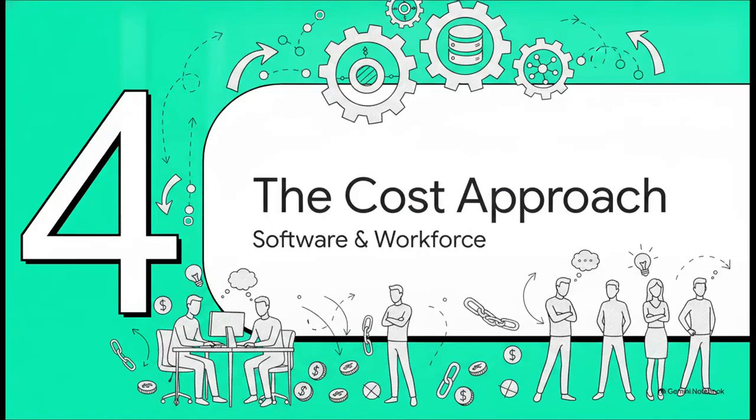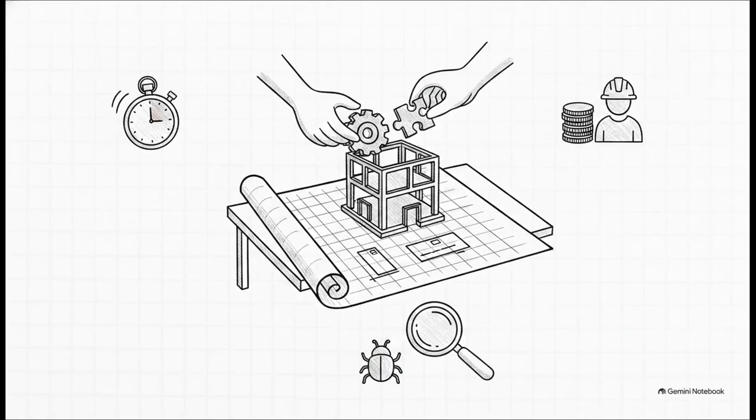Next up, Section 4, the Cost Approach, valuing software and workforce. So, what happens when an asset, like internal use software or an assembled workforce, doesn't actually generate isolated cash flows or licensing savings? That's where the cost approach steps in. We essentially list the precise inputs needed for duplication. We're calculating exactly what it would cost to build the asset from scratch today.